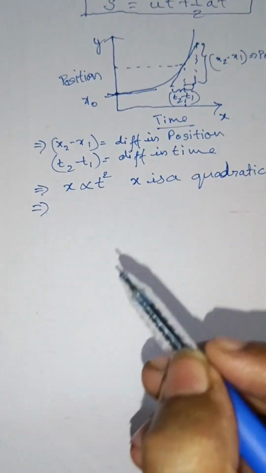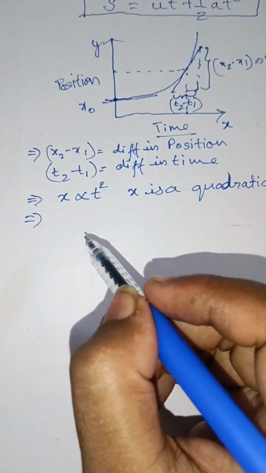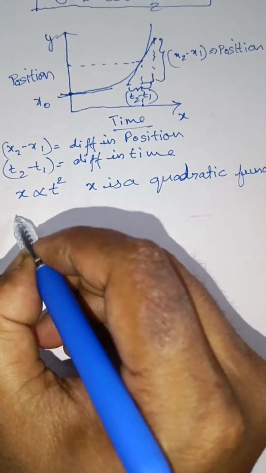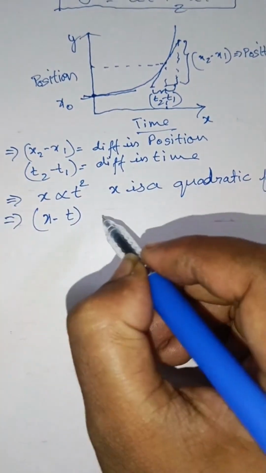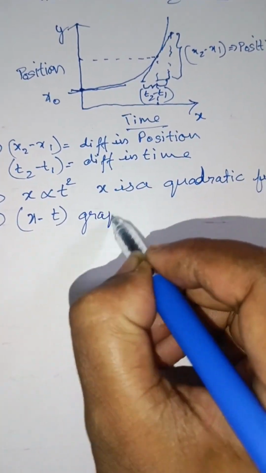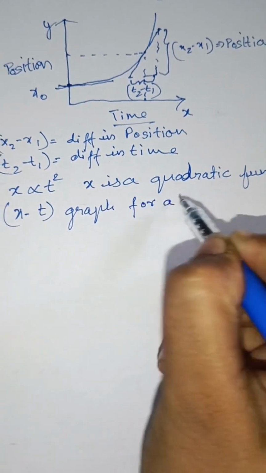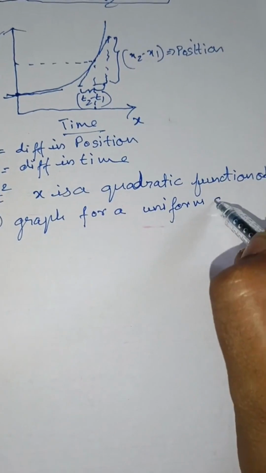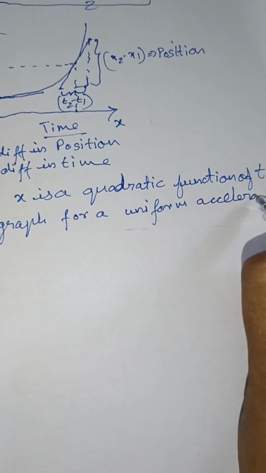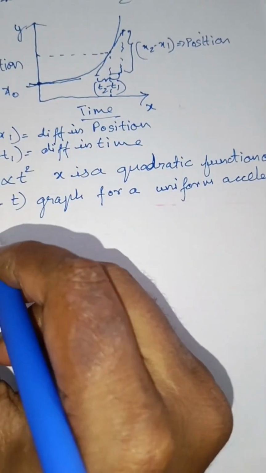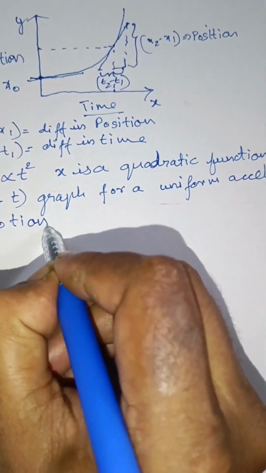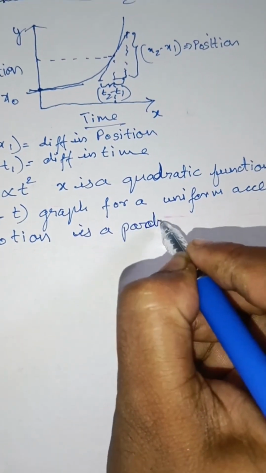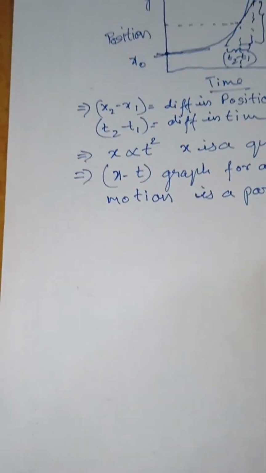Point number 2. The position time graph for a uniform accelerated motion is a parabola. So the position time graph, or xt graph, for a uniform accelerated motion is said to be a parabola. I hope you will be very clear.